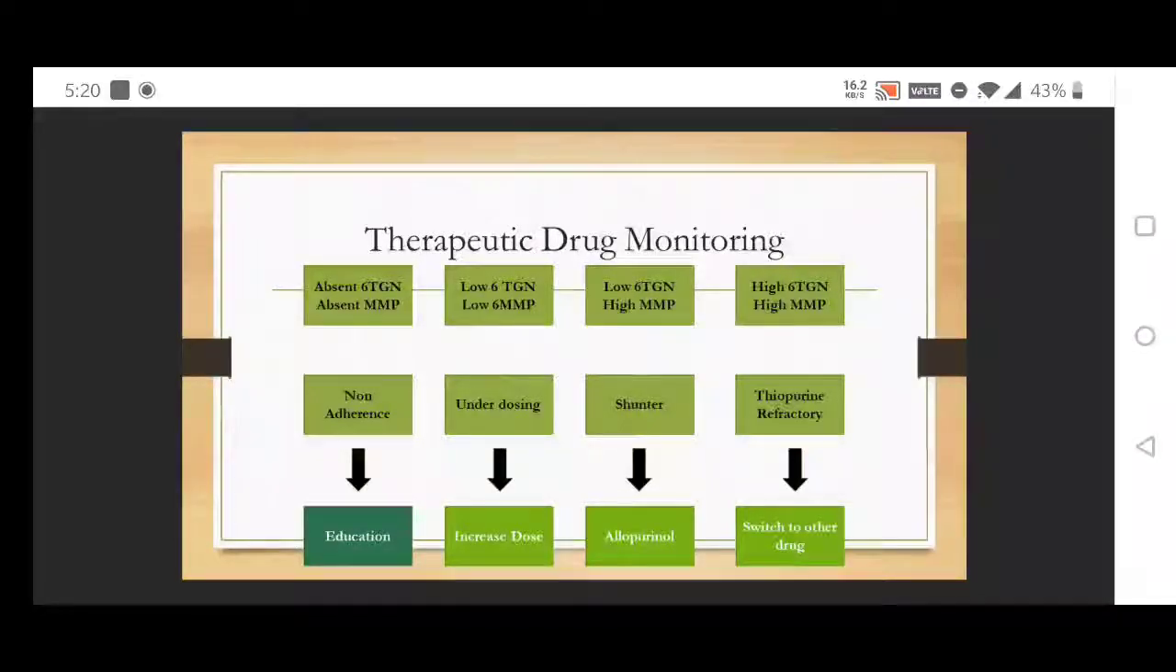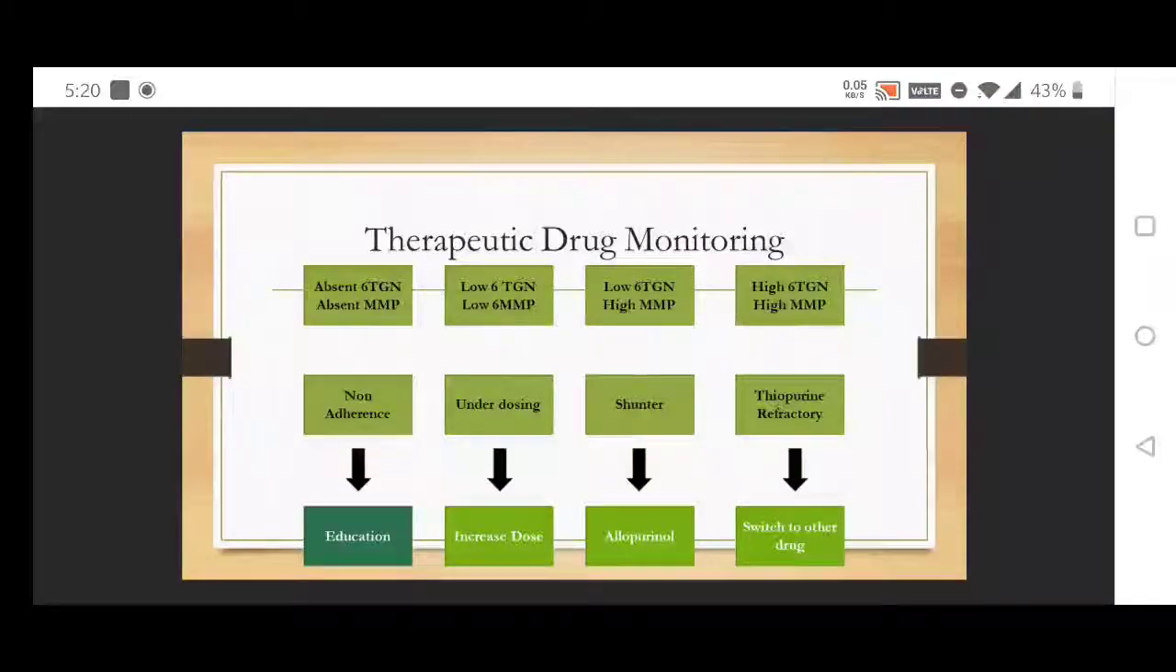What about when you have low levels of 6-TGN and 6-MMP? It means that the dosage of thiopurines is probably homeopathic, 25 milligram or so for 80 kg adults. So obviously it's not working. You have to step it up.